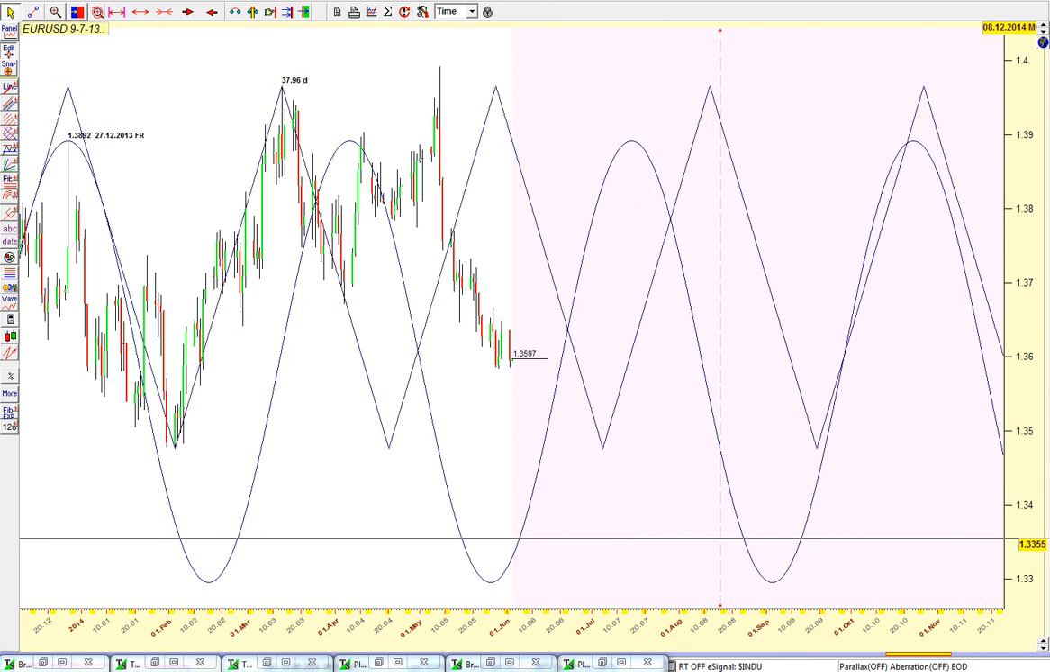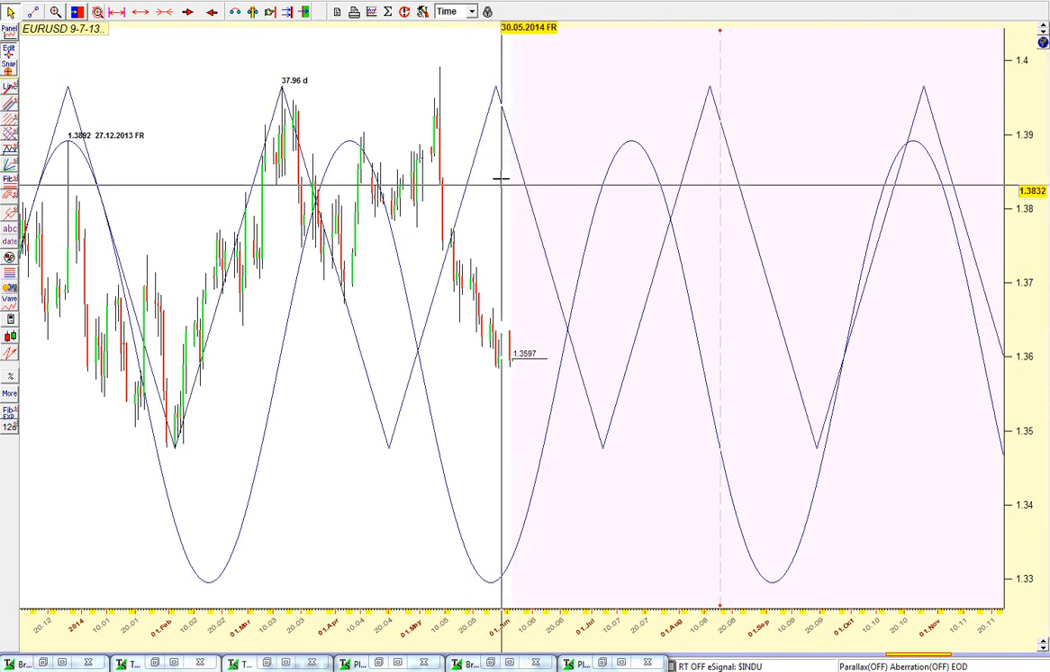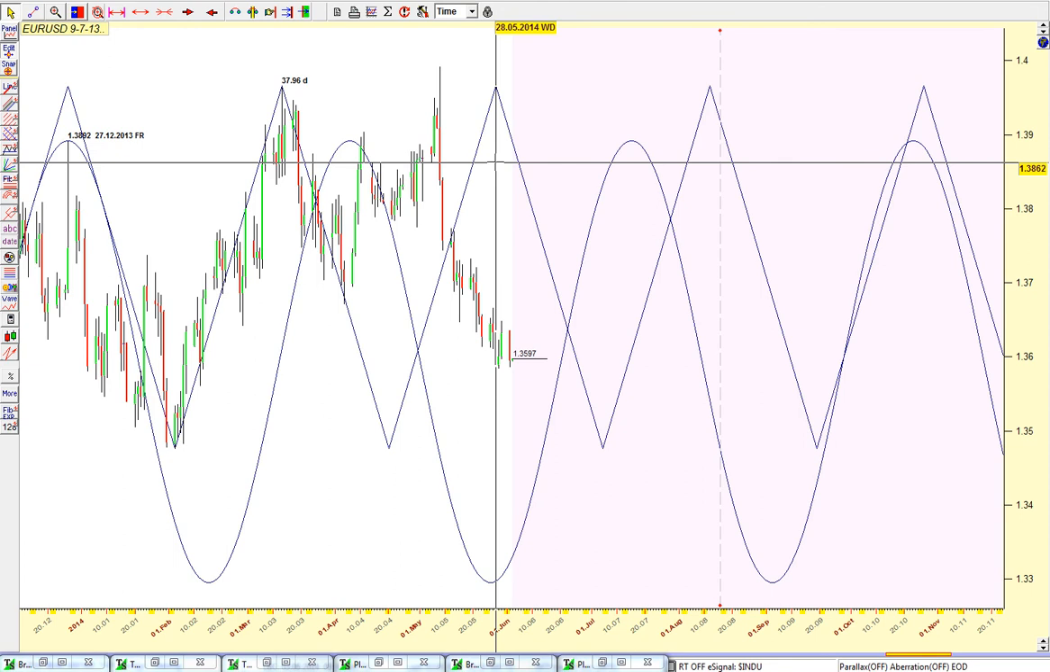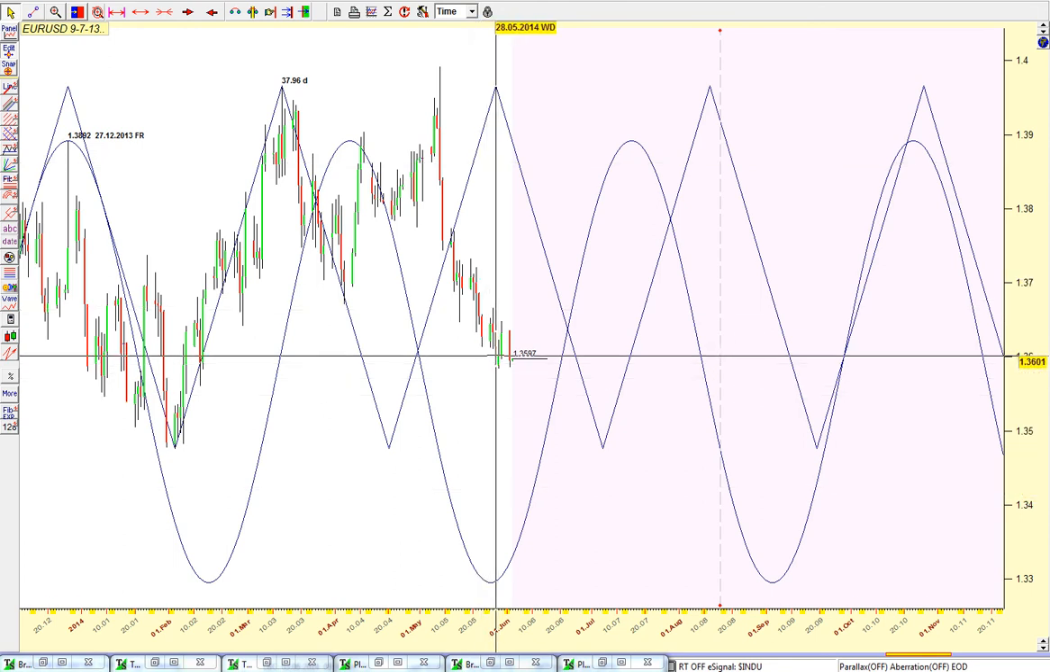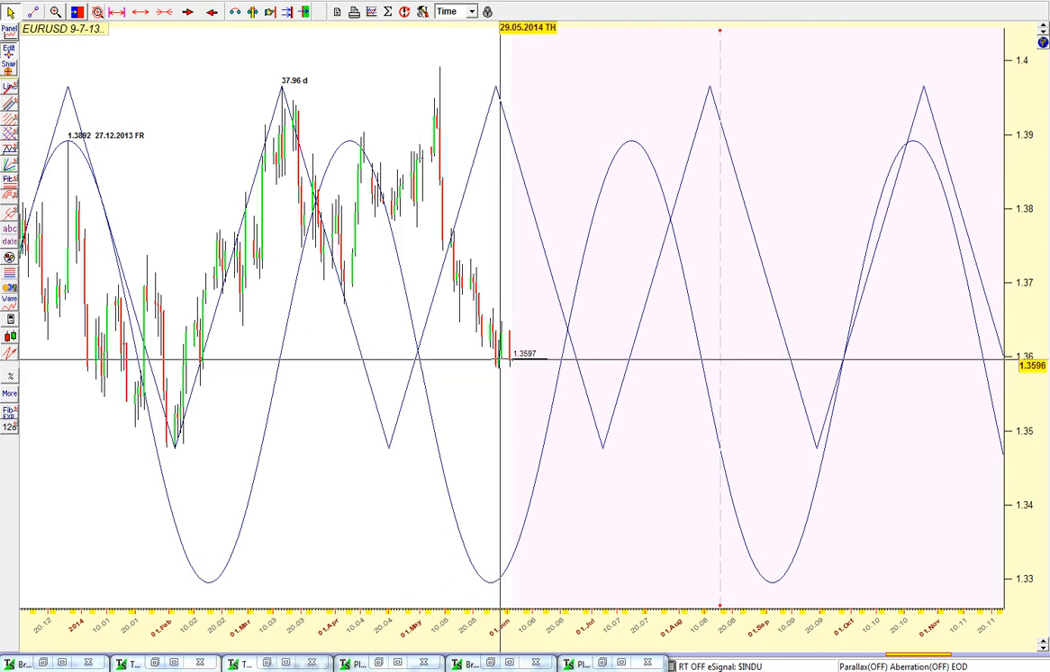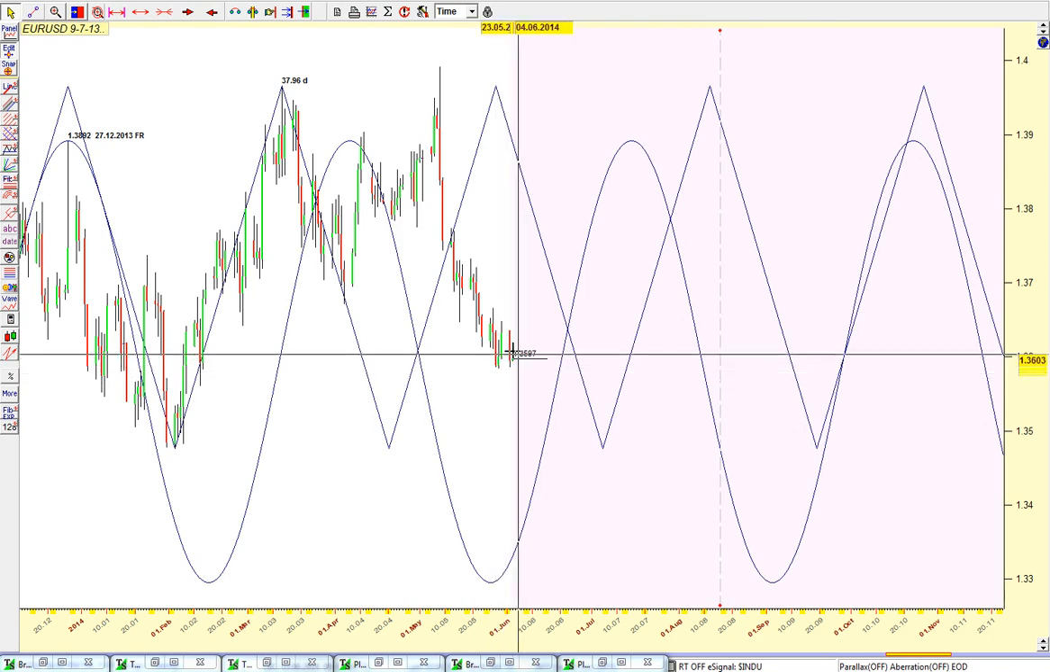If we use our saw wave right here, which is more angular, you can see that it put a pivot low right on the 28th. So the low came in a day early, while the cycle pinpointed it on the 26th. So if it's going to turn, it's going to turn around here, guys.